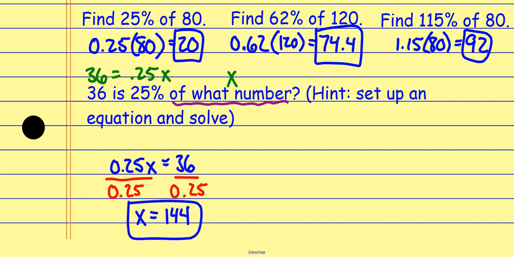I can easily check this by going, okay, well, let's see if 36 out of 144, because that's what I was finding. I was finding the whole thing. I had the piece. I needed to find the whole thing. If you do 36 divided by 144 on your calculator, you get 0.25. And isn't that 25%? Yeah, it sure is. Okay, so really easy to check these things.